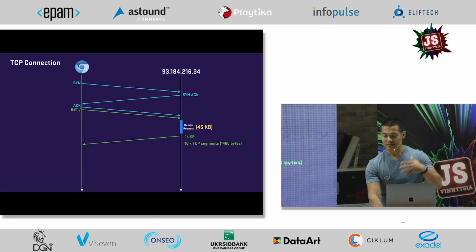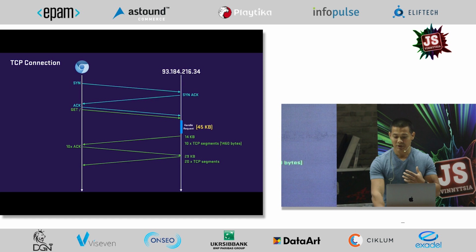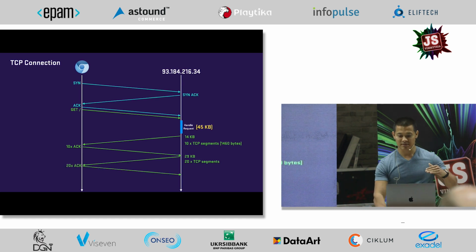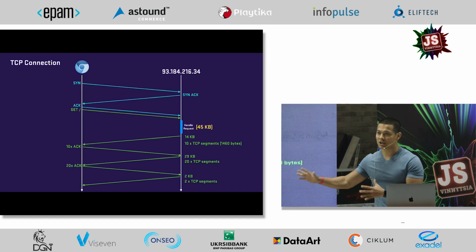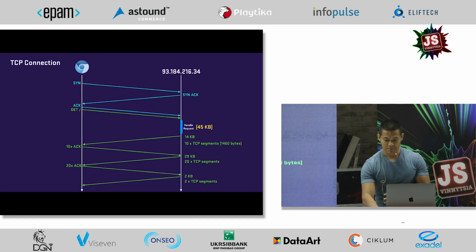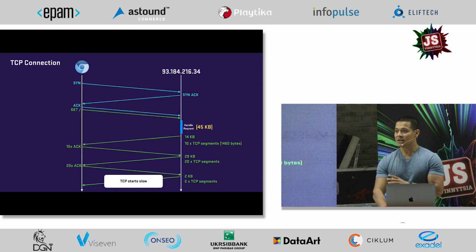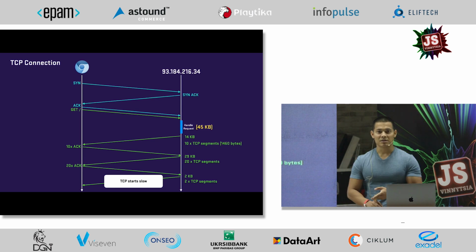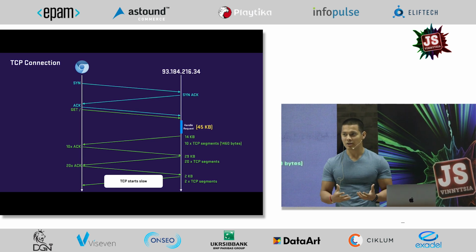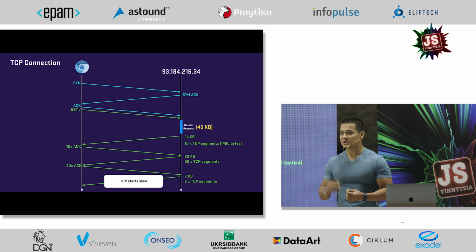And once the server receives the response for these 10 TCP segments, it's going to double the amount of that and send 20 TCP segments. And this process continues until a certain limit is reached or until the server delivers all the content to the browser. Now the important takeaway here is TCP always starts slow. No matter if you're on HTTP 1 or HTTP 2, and no matter what kind of bandwidth you're on, the first server round trip is always going to be capped to that 14 kilobytes.